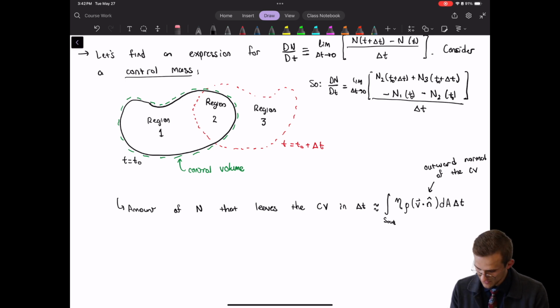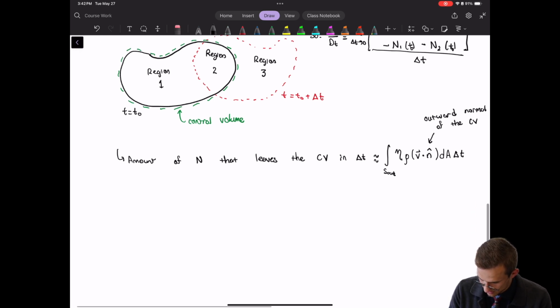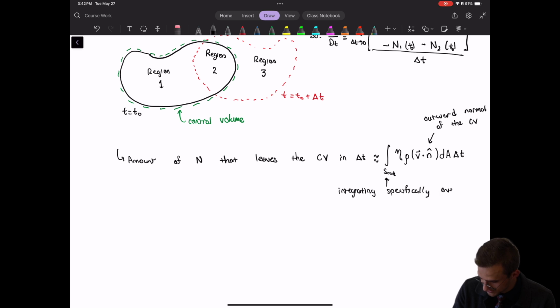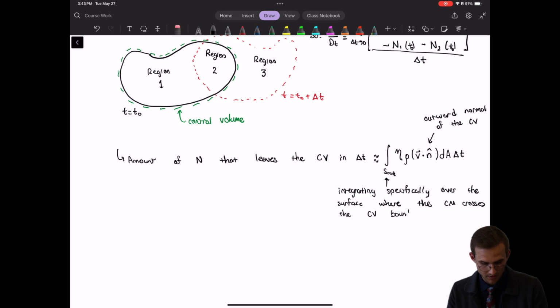Okay, and then I'll also label this S out. So we're integrating, even though I've said it before, we should write it down. This is integrating specifically over the surface where the control mass, Cm, crosses the control volume boundary, Cv boundary. Okay?